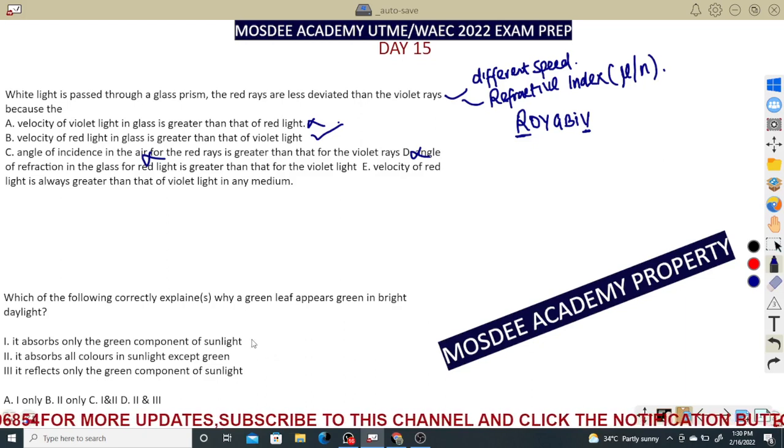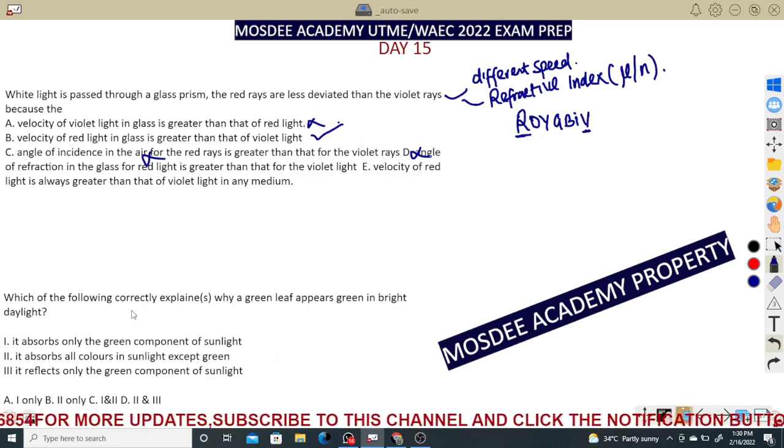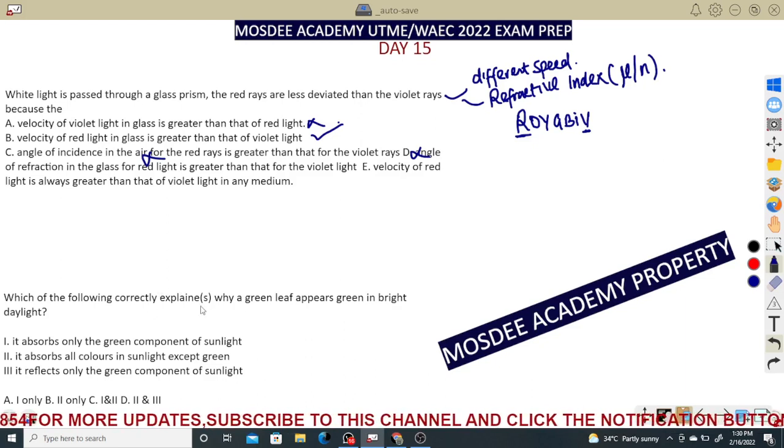I think it's question 10. Which of the following correctly explains why a green leaf appears green? You have done something like this. How do you see green?